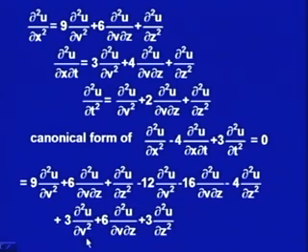So, 3 times del 2 u over del v 2, plus 6 times del 2 u over del v del z, plus 3 times del 2 u over del z 2. This has to be equal to 0. Now, let us see this equation.